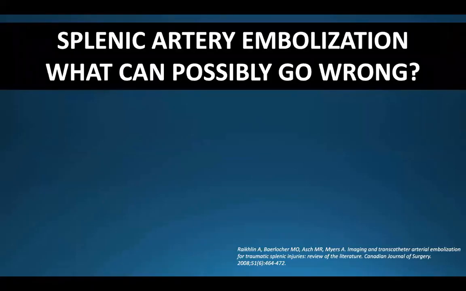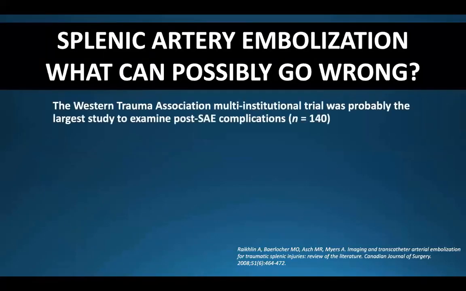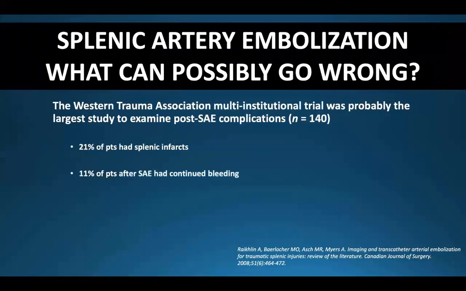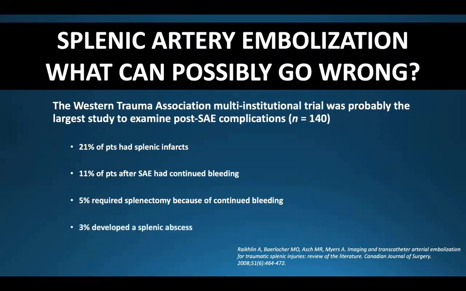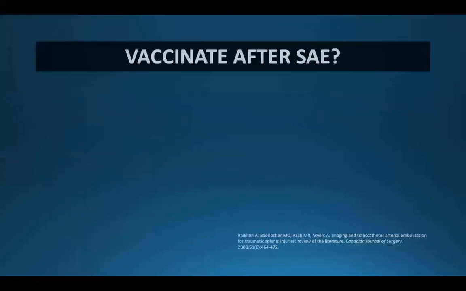So what can possibly go wrong? Complications. The Western Trauma Association did what is probably the largest trial, of about 140 patients, showing that 21% had splenic infarcts, 11% had continued bleeding, 5% required splenectomy because of continued bleeding, and 3% developed a splenic abscess.